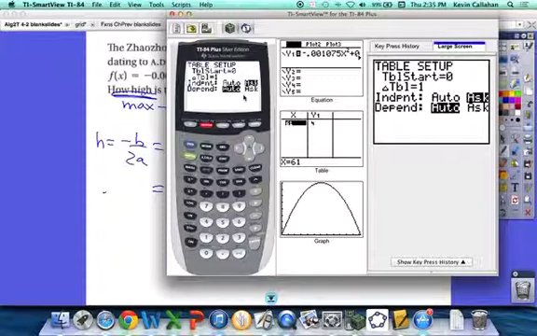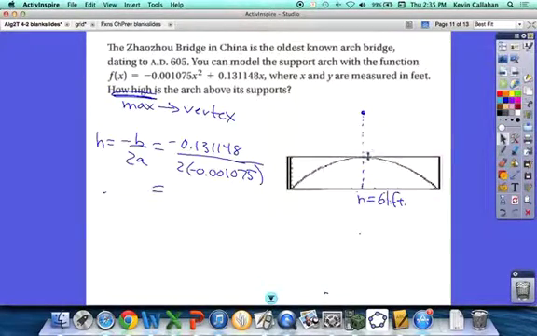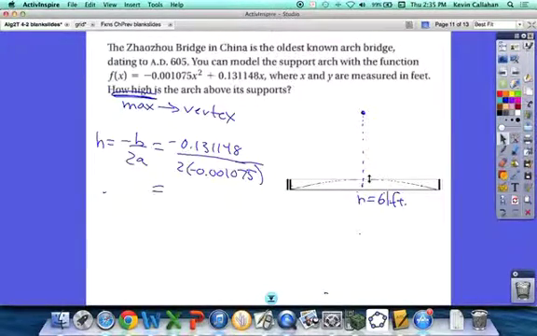So anyways, you should have gotten the value of 4. The height of this thing is 4, which means as you look at it here, it's not really in proportion because it's 61 feet to here, which makes it 120 feet all the way across, and it's only 4 feet high. So our bridge is really more like, you know, something like that. It's not a very high bridge. But again, it was built in 600 AD.